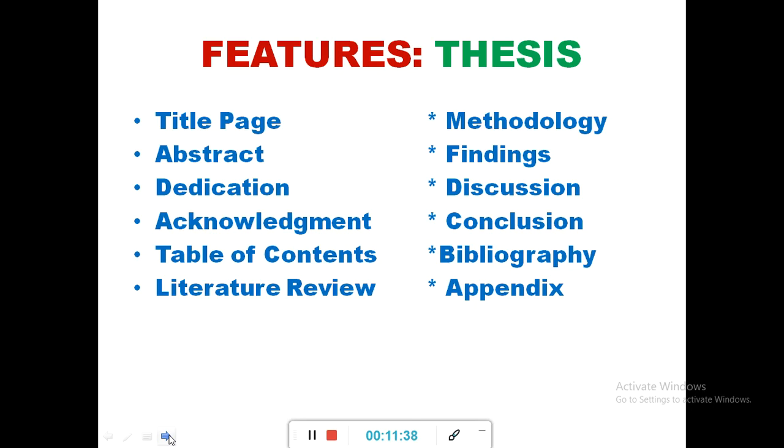Then you have the conclusion. You summarize the key points, and then sometimes, of course, after the conclusion, some come with recommendations, or you combine everything together. Then after that you have the bibliography. Another name for bibliography is references. You have to reference the works that you have used for the purpose of this study.